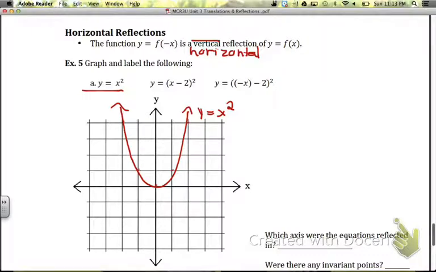Now the next function that we want to graph is y equals (x minus 2) squared. Now what is that minus 2 going to do? It's going to move our function right 2 units. So we're going to take each point and move it right 2 units to get the following.